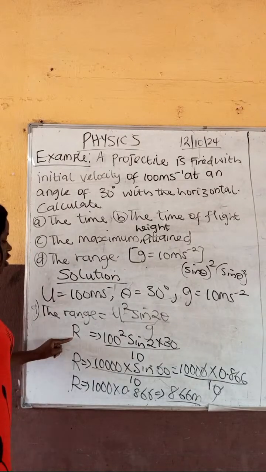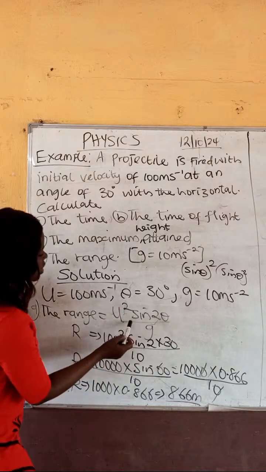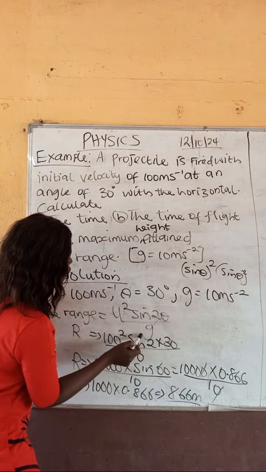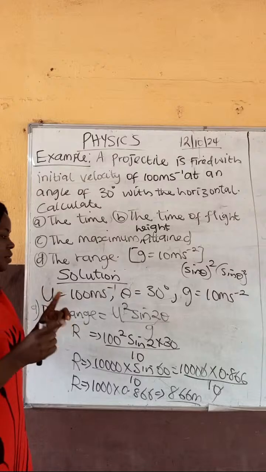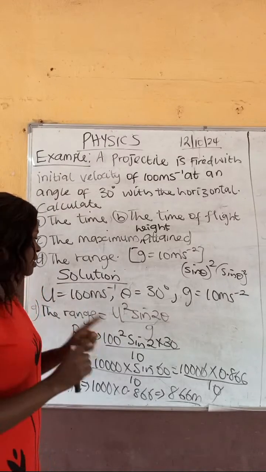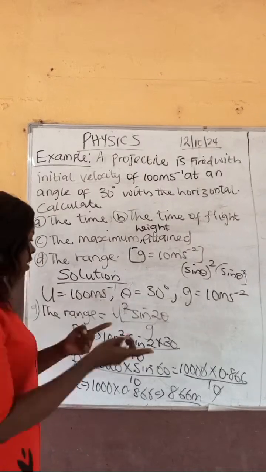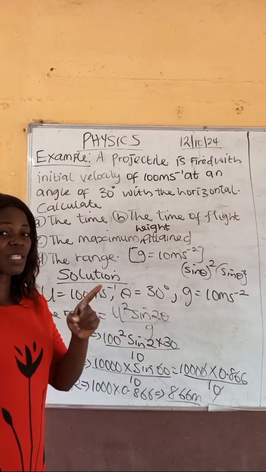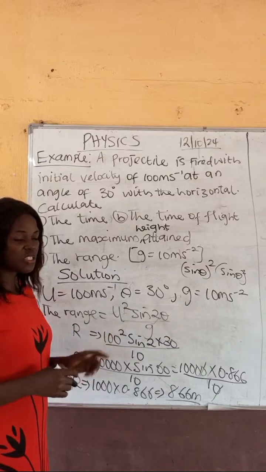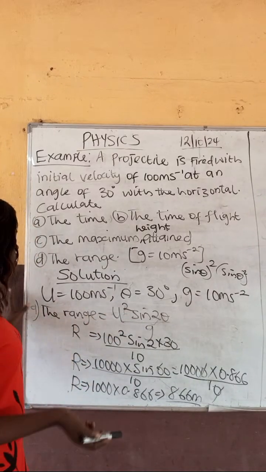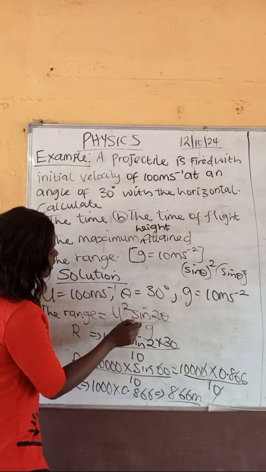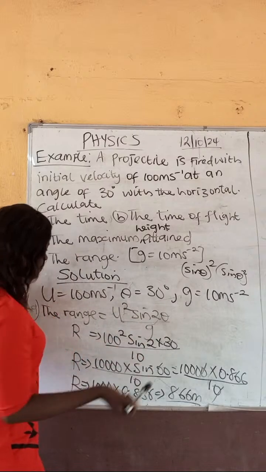This is my range, and the formula for range is u squared sine 2 theta over g. Students used to misplace these things. Some people will use 2 theta in place of squared theta when it comes to maximum height. Please, it's only range that has 2 theta, right? So this is u squared sine 2 theta over g.